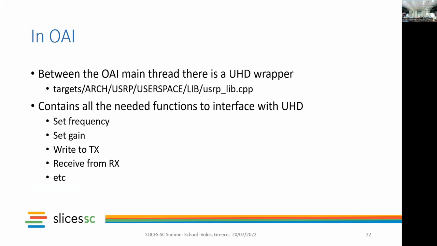So how do we actually do this in OpenAirInterface? That piece of software is really just a wrapper for UHD. So the control protocol of UHD, what is it used for? It's to set the frequencies, to set the gains, write data to the transmit or receive data from the receiver. That's really what goes across the fronthaul in UHD.